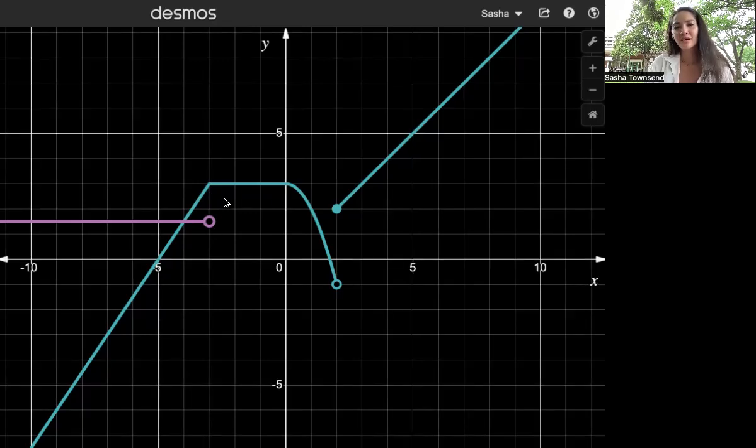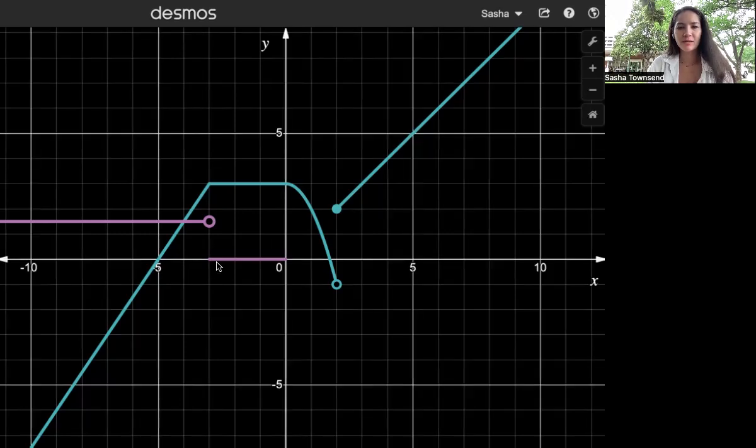Then on this piece, our function is just constant. It's 3. What's the derivative of a constant? It's 0. You can also tell that it's a horizontal line segment, and that has a slope of 0. The rise over run, we go up 0 and run to the right 3. So it has a slope of 0. So the derivative value on this interval from -3 to 0 has to be 0. So we'll graph that.